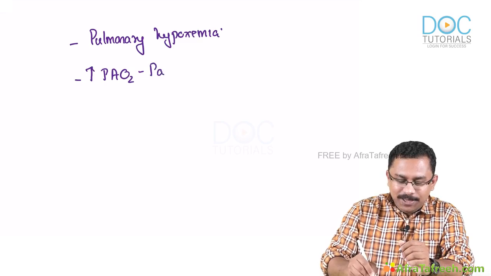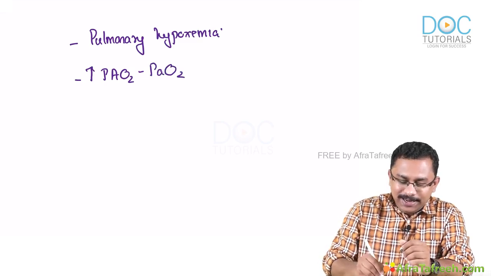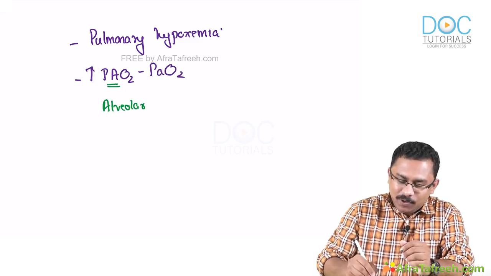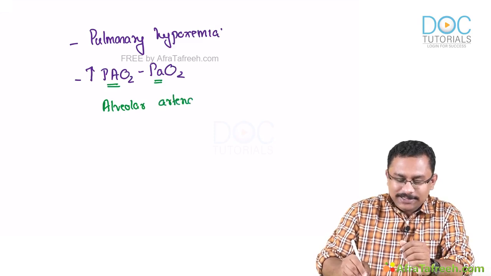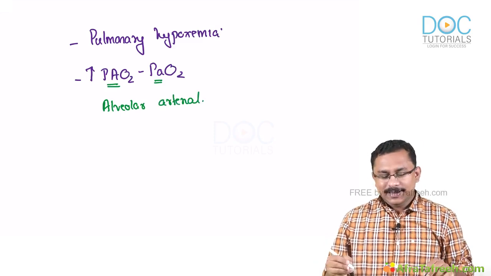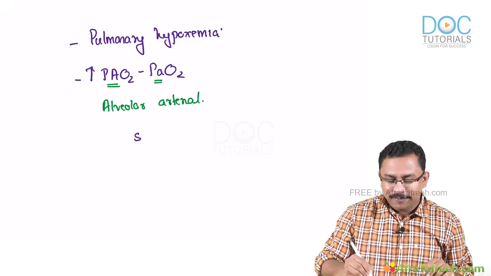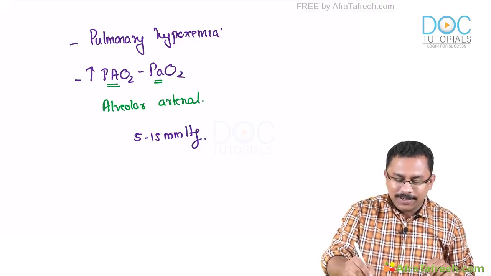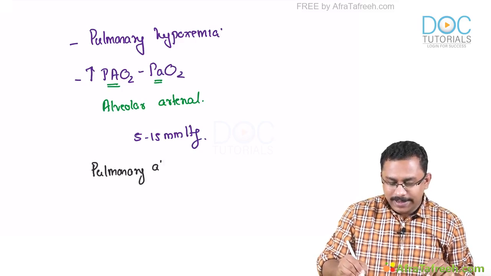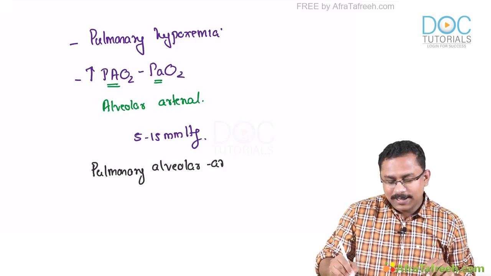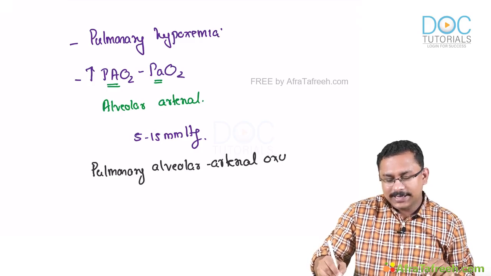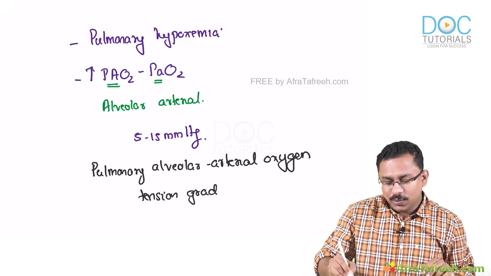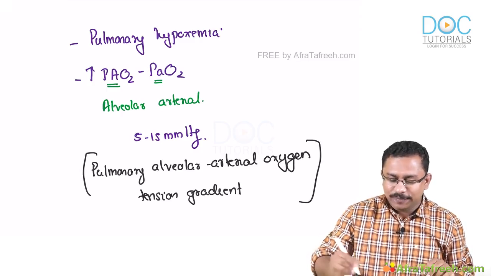PAO2 minus PaO2. What is this? This capital A is the alveolar oxygen tension, and the small a is the arterial oxygen tension. So the normal gradient is around say 5 to 15 millimeter mercury. What is that gradient? It is the pulmonary alveolar arterial oxygen tension gradient. So this gradient normally is around 5 to 10.